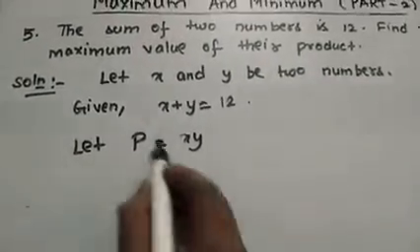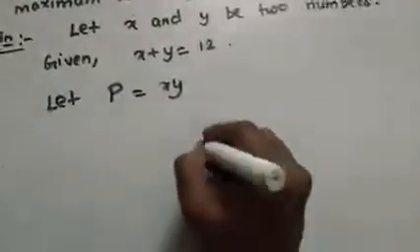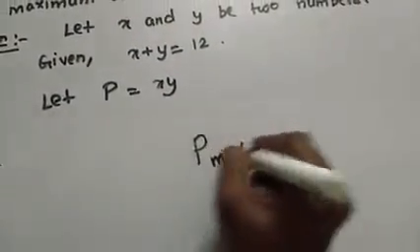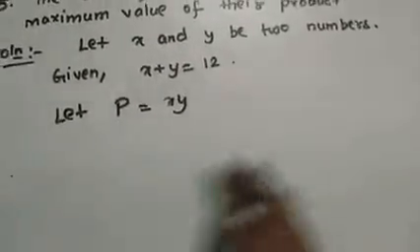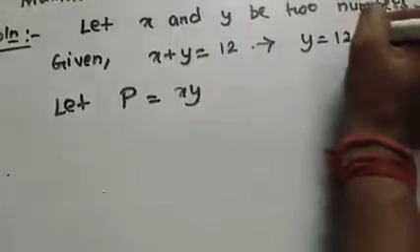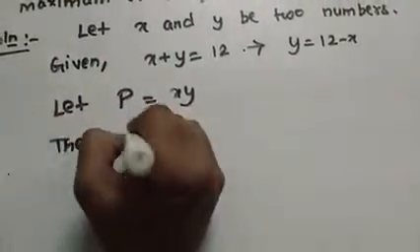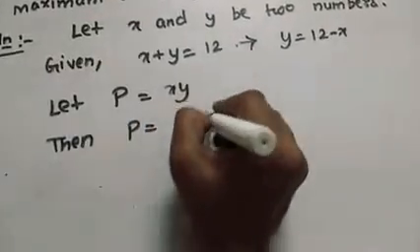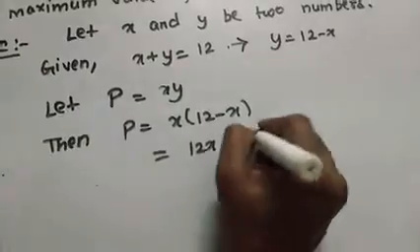Now we have to find the maximum value of the product, p, that means we have to find p max. This is what we have to find. So first of all, from here y is 12 minus x. Let us put that here. Then p is x into 12 minus x, that is 12x minus x square.